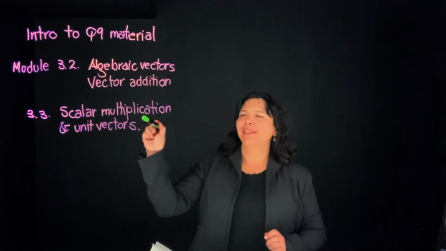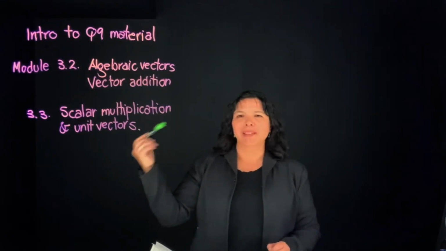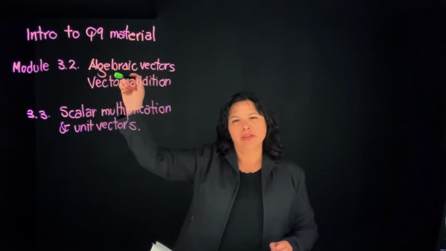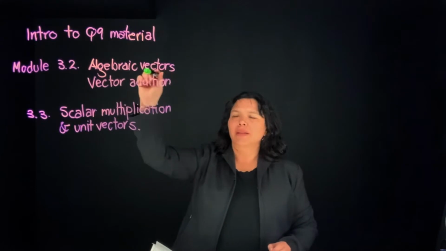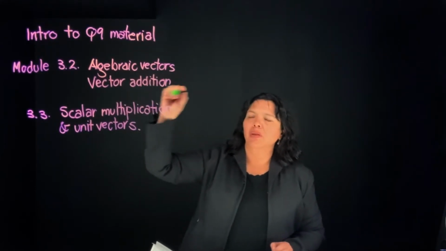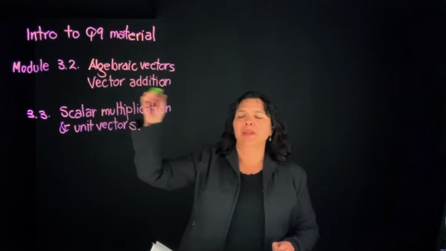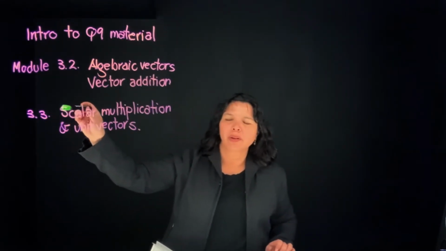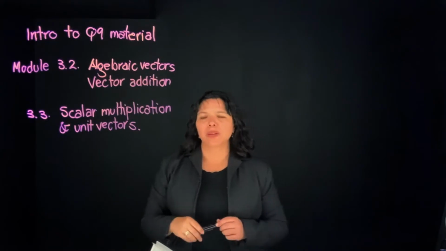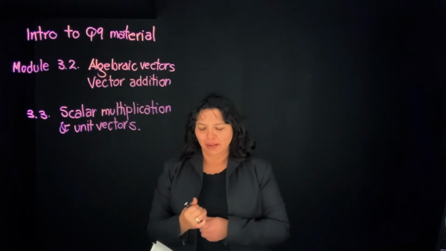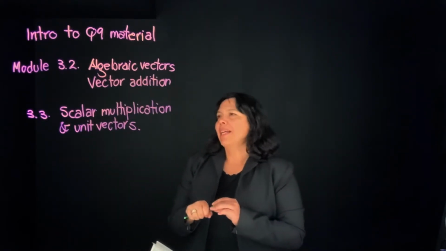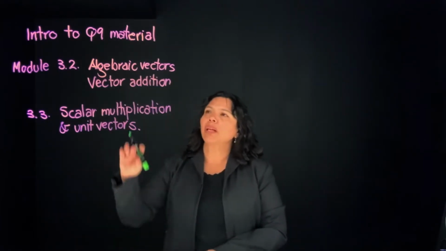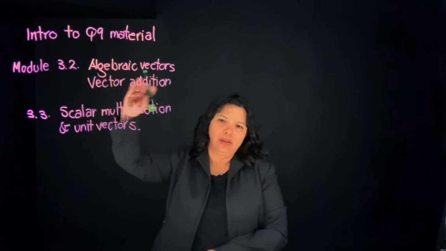Hello, in this video I'm going to introduce you to the material for your quiz 9. This corresponds to module 3.2, that is algebraic vectors, and we're going to manipulate them and talk about vector addition and subtraction. And module 3.3 is about scalar multiplication and unit vectors. So the idea is you have seen vectors already, and we want to be able to do operations with them.